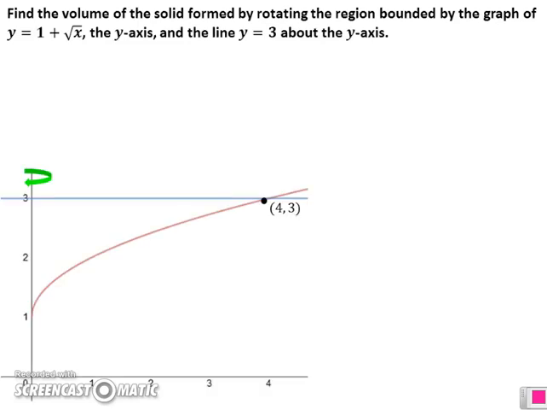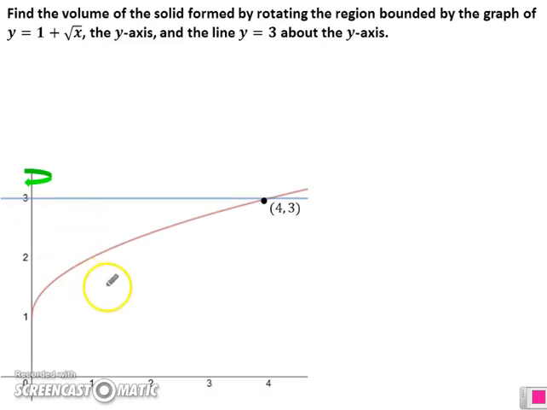Okay, let's do our first example. Find the volume of the solid formed by rotating the region bounded by the graph of y equals 1 plus the square root of x, the y-axis, and the line y equals 3 about the y-axis. So this is a volume of revolution. This creates a three-dimensional shape. Let's draw a picture of the situation.